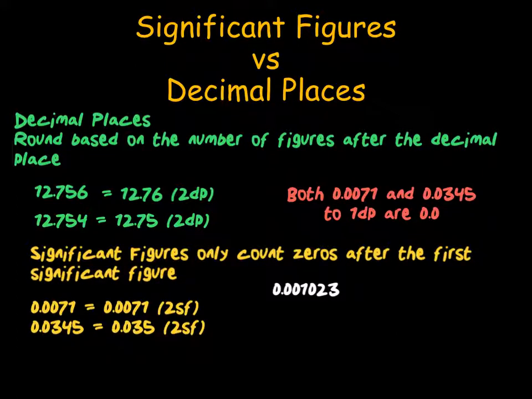So to one significant figure, this would be 0.001. To two significant figures, 0.0010. And finally 0.00102 to three significant figures.